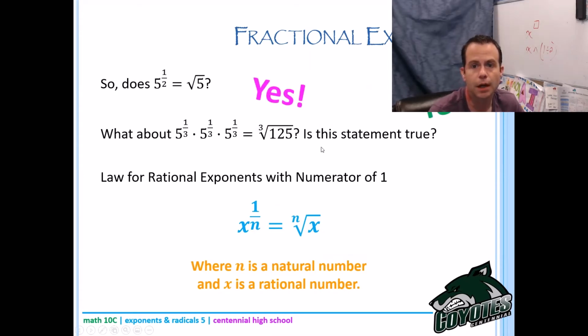Okay. So the law so far for rational exponents with a numerator of 1 is, when n is a natural number and x is a rational number, x to the 1 over n will equal the nth root of x. So the denominator of my fractional exponent becomes the root index of the radical.